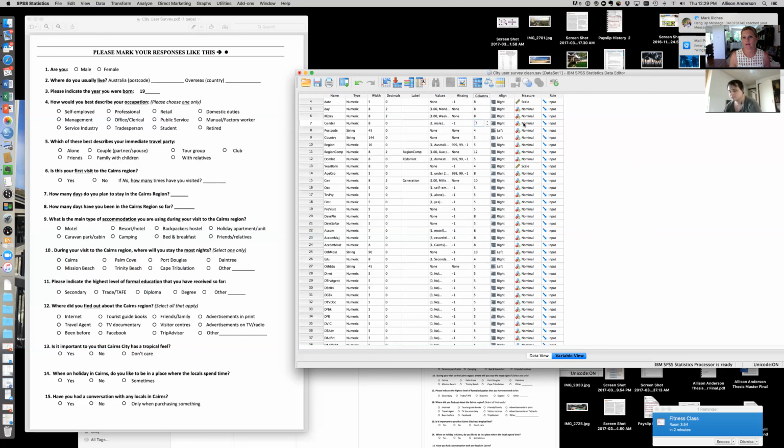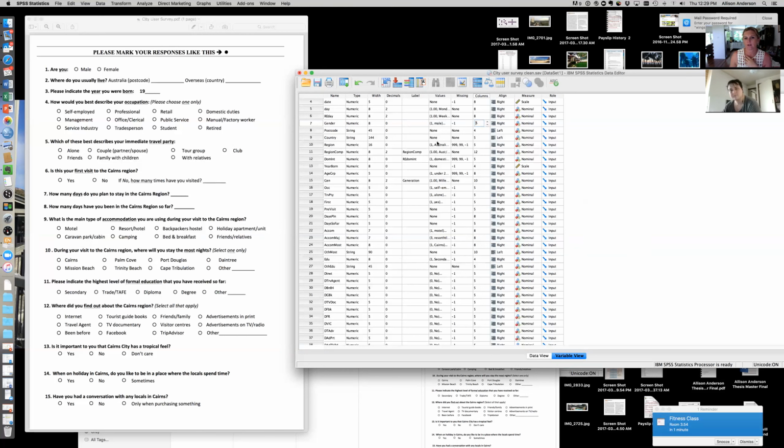Okay, and so it gives you your alignment. It gives you all sorts of things that you don't really need to think about. And yet again, it's a nominal one, so they're named categories. The measure is named. Postcode, same deal. Country, okay, so country, I just wrote in people's country. That's a string variable, which means it's a writing rather than a numeric value that you treat as a number.